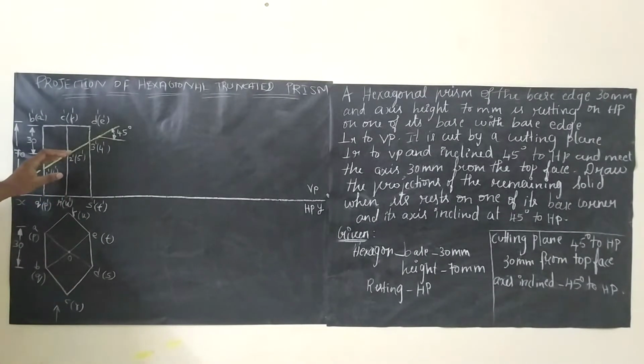Next thing is, we need to draw the cutting plane. So for the cutting plane we need to keep a point at 30 mm. So this is the top face. From the top face we have to take 30 mm and keep a point. From there we need to measure an angle of 45 degree, because the cutting plane is inclined 45 degree to HP. So keep a point and place your projector here and just take 45 degrees.